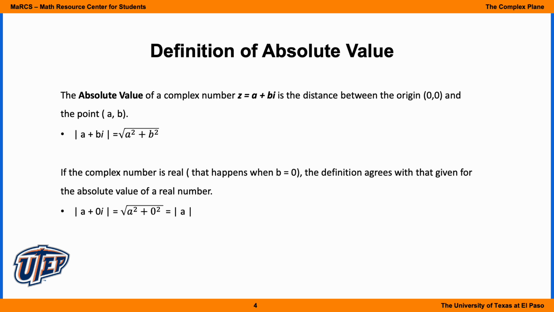So if the complex number is real, so when b is equal to 0, then the definition agrees with that given for the absolute value of a real number. So if we have any number that is real, that means it'll be on the horizontal axis because it'll have an a portion, but the b portion, the imaginary, will be 0. So then we can just take the absolute value from 0 to that point a.